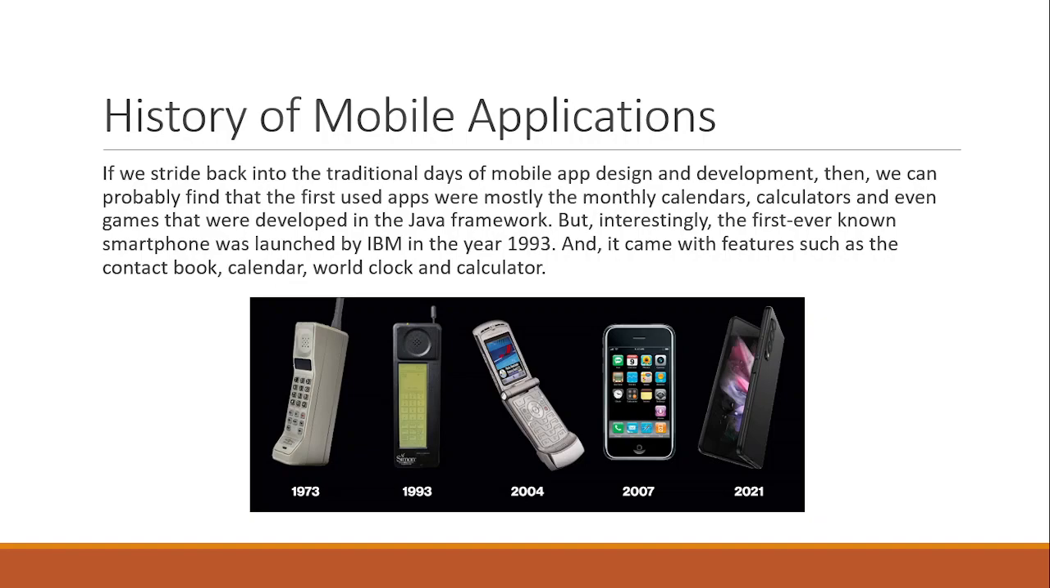So if we start back into the traditional days of mobile app design and development, we can probably find the first used apps were mostly monthly calendars, calculators, and even games that were developed in Java framework. But interestingly, the first ever known smartphone was launched by IBM in the year 1993. It came with features such as the contact book, calendar, world clock, and calculator.